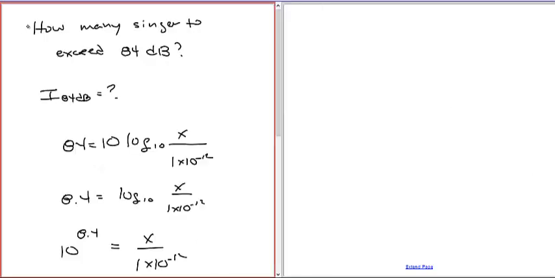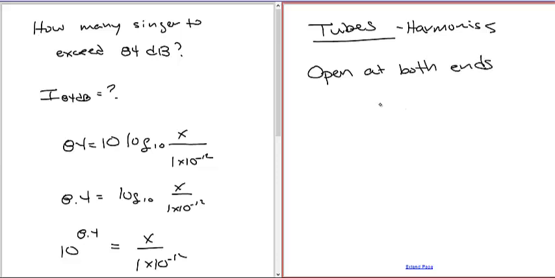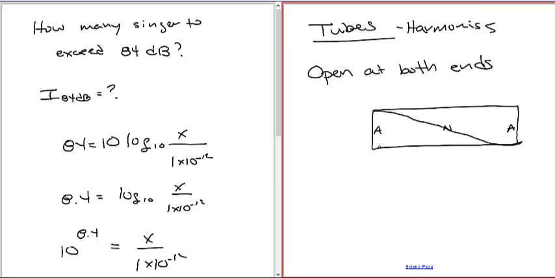Okay, what else have we got? We've got tubes, harmonics. And we had two situations, open at both ends. In that case, we had a tube. You can just think of me going woo. So we have a node here in the middle, and antinodes at the ends. So we get a large variation at the ends, and zero variation in the middle.